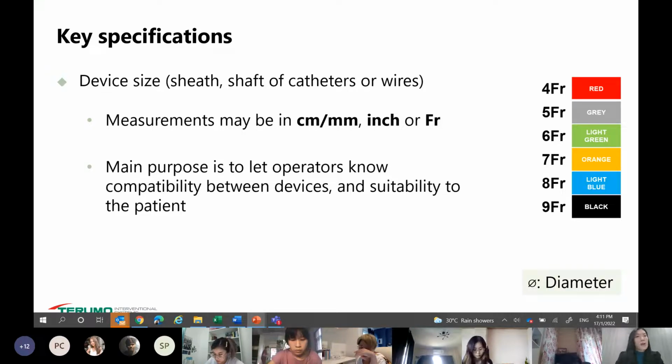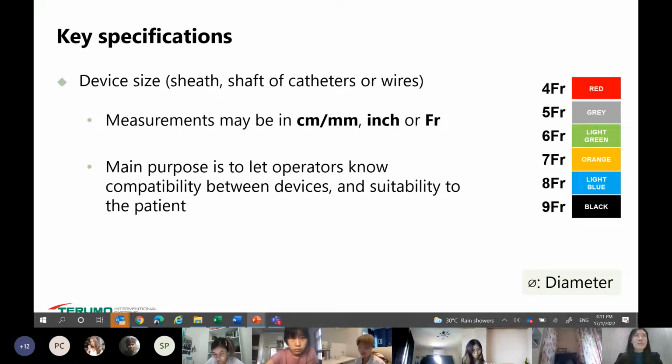Okay, so key specifications before I go through each device, you will see these measurements being used commonly. For device size like sheaths or shafts of catheters or wires, it can be in metric, cm, mm, or it can be in US imperial inch or the medical measurement French. Actually these are all used. I won't say which country uses which. They're all used interchangeably, so you have to get used to it.